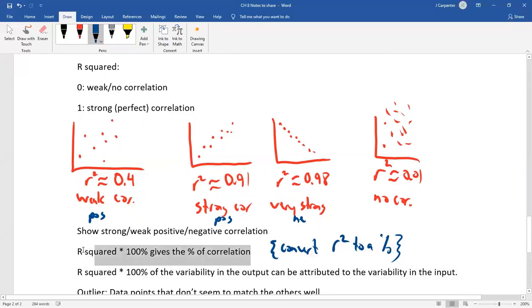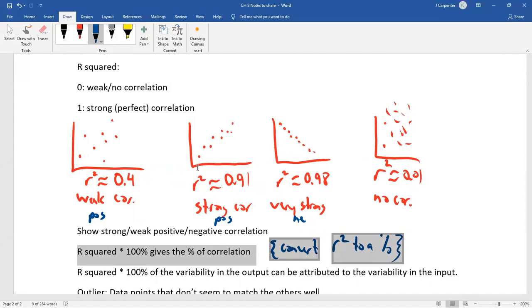So again, this right here, why does it do that? Those are the same thing. Saying to take your r squared value and multiply it by 100%, that's just moving the decimal right twice. That's all we're doing. That gives us the percentage of correlation.